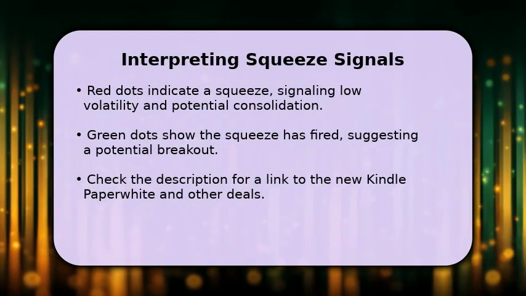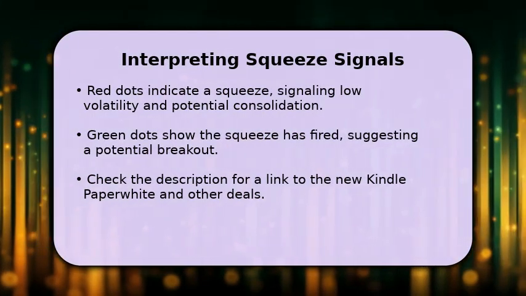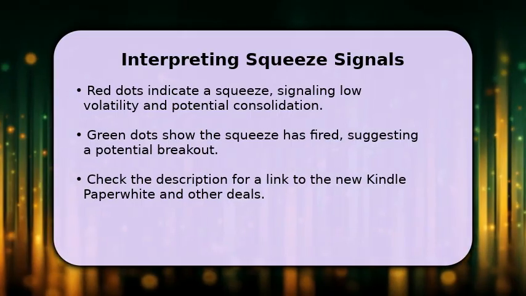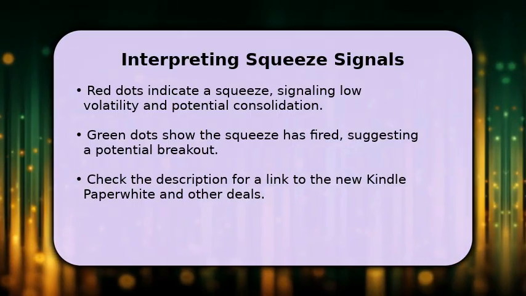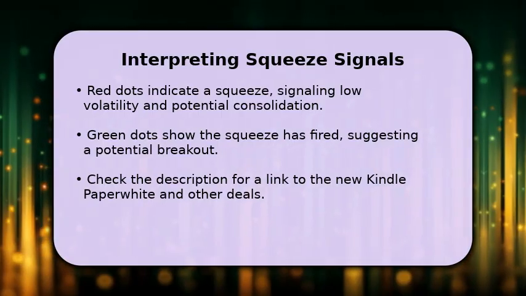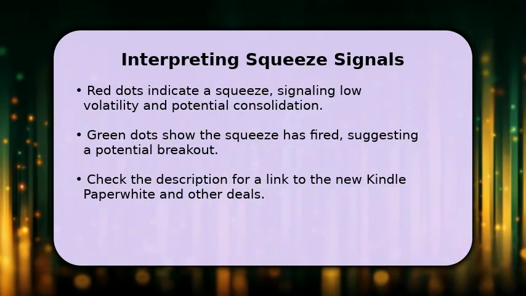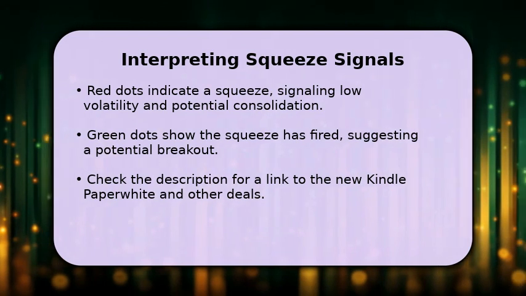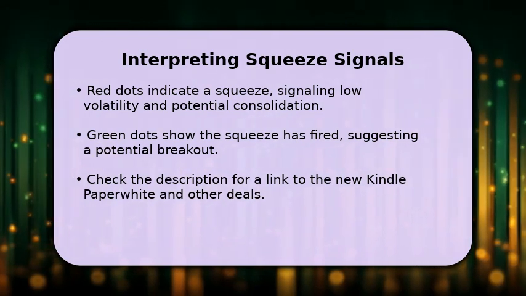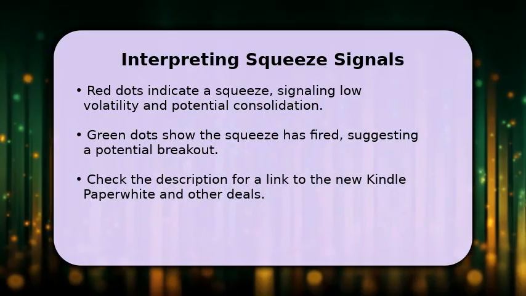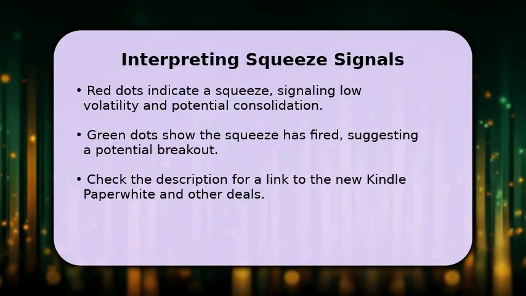Interpreting the TTM squeeze is straightforward. When you see red dots on the zero line, it signifies a squeeze, indicating low volatility and potential consolidation before a big move. Green dots mean the squeeze has fired, suggesting a potential breakout in either direction. Combine this with other indicators for confirmation.